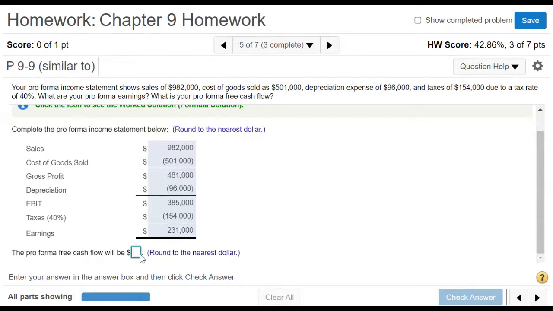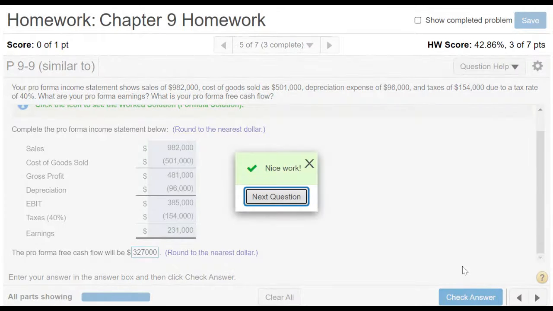Okay, now last part. What do I do here? Add back the depreciation. Yeah, the depreciation. No, you add back, sorry. Yeah, that's right. Don't mess that up. That's right. We add that back up. So 231 plus 96 is what? 327,000. That's it.